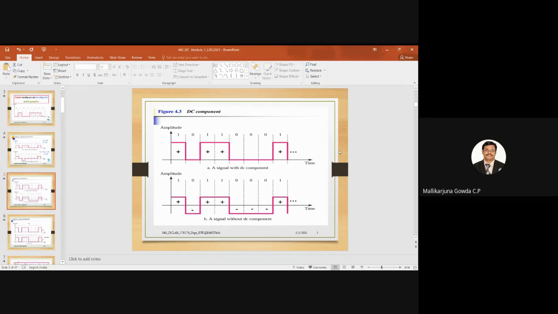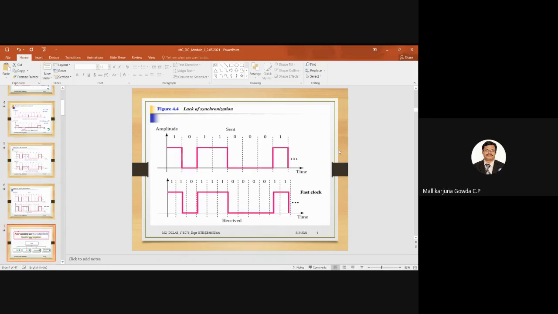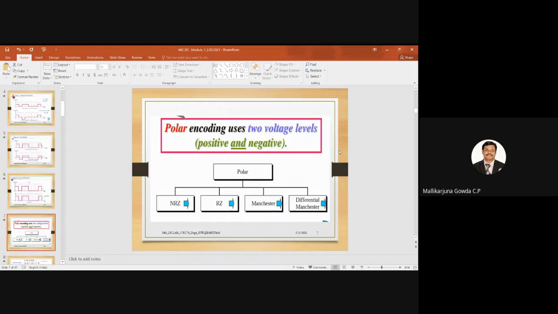And I also said what a different signal level is. With this, let me take up the next one, that is polar encoding. This polar encoding uses two voltage levels. That is, data 1 is represented by plus 5 volts and data 0 is represented by minus 5 volts.